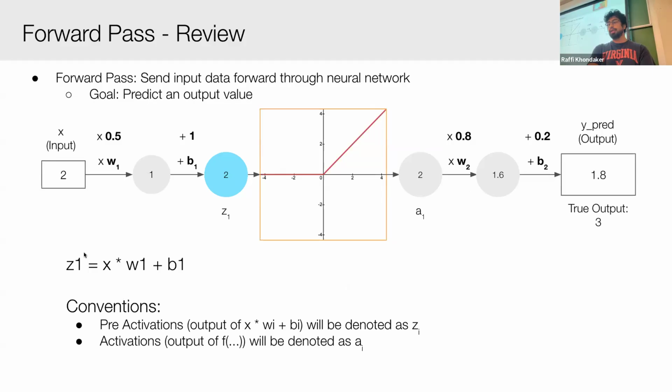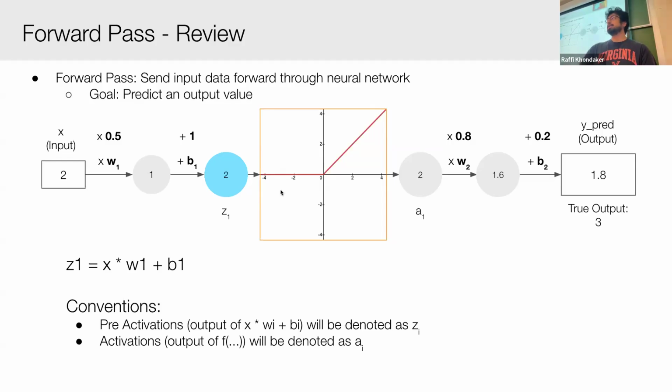We denote the output of a neuron before the activation function as Z1. The input is X, the weight is W, the bias is B, right? So anyone good at mental math? 2 times 0.5 plus 1. That is 2.